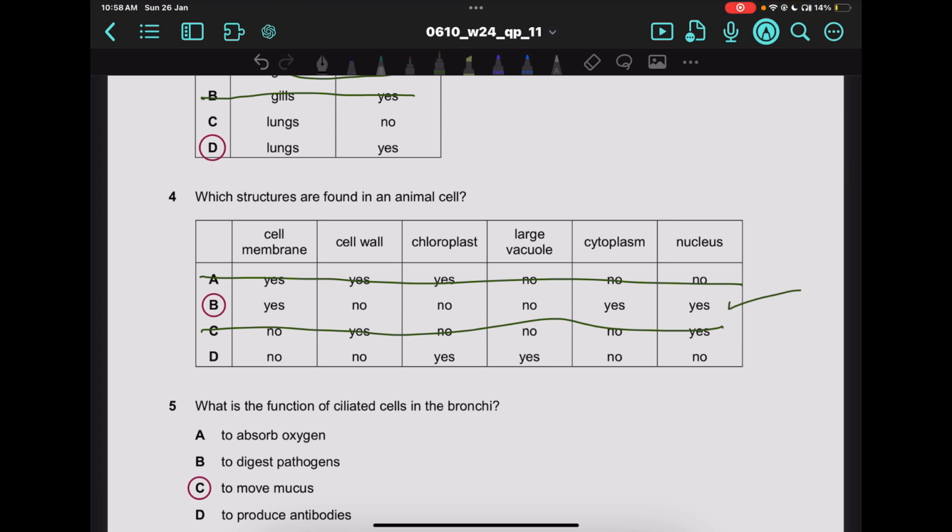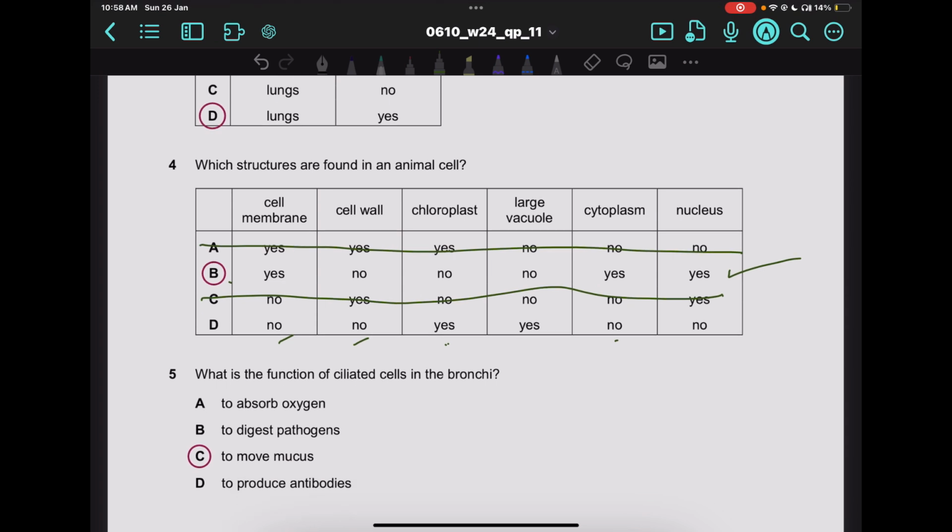Now let's see why D is not correct. D says that there is no cell membrane, there's no cell wall, there is chloroplast. This is incorrect because chloroplasts are only found in plant cells. So our answer is going to be B. And also there is no large vacuole in animal cells, and there is a cytoplasm. So the answer should be B.